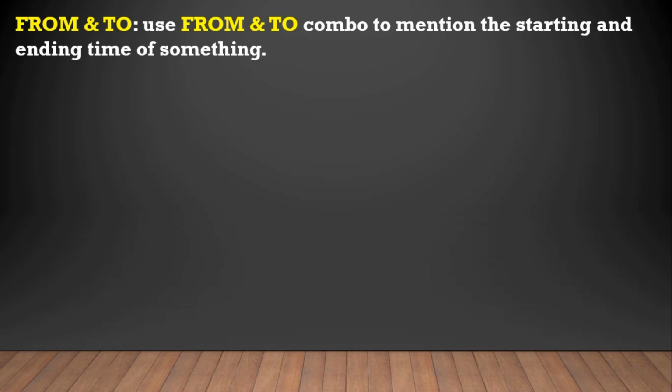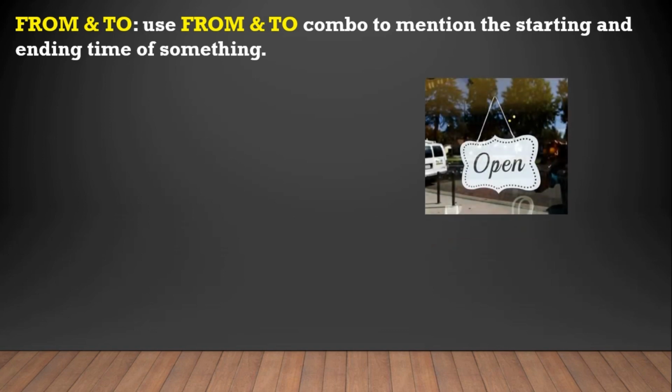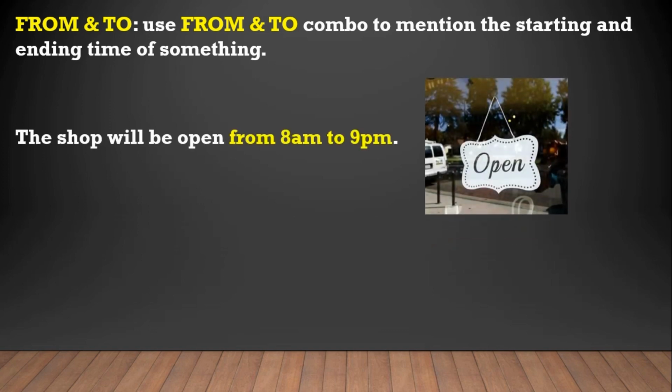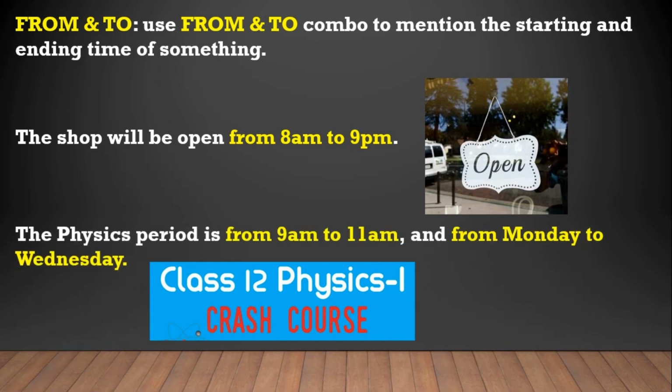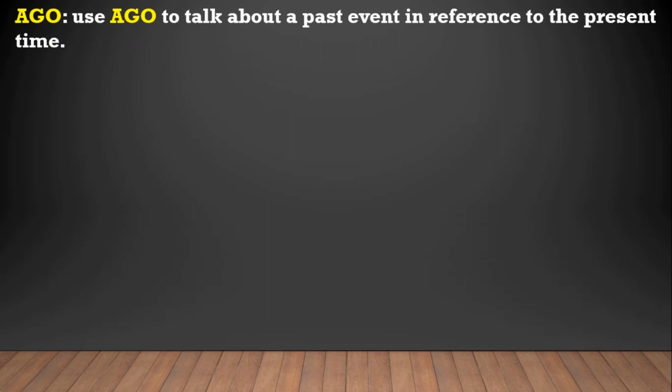From and to: use from and to combo to mention the starting and ending time of something. For example, the shop will be open from 8 a.m. to 9 p.m. The physics period is from 9 a.m. to 11 a.m. and from Monday to Wednesday. Okay? From and to mention the starting and ending time of something.